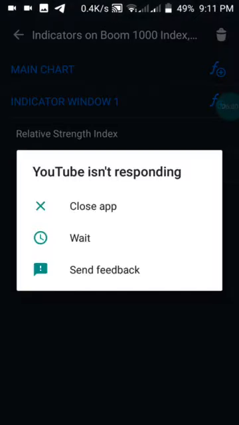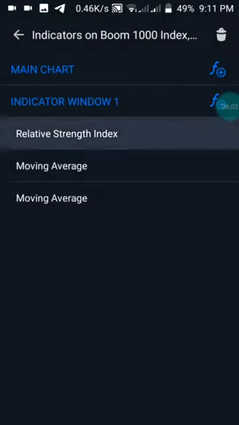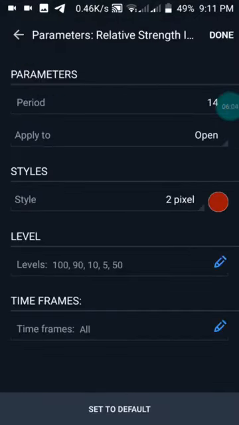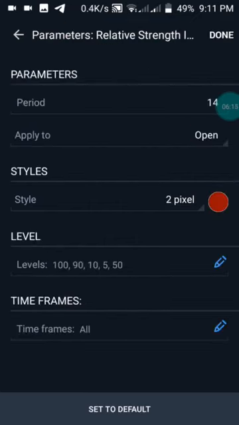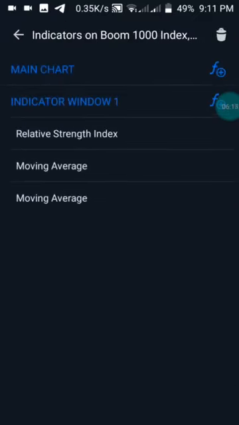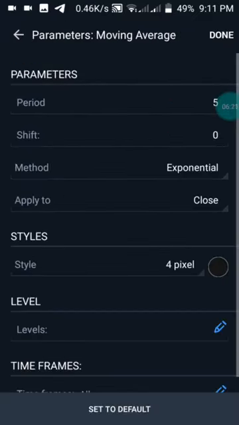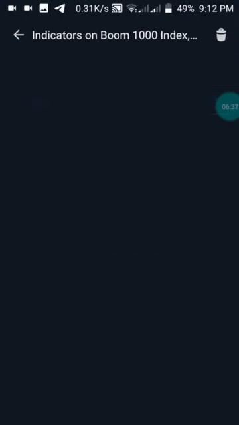This is the settings. We have the relative strength index, we have the period of 14, we have applied to open, we have our style in red color here, and we have these different levels. Just screenshot it the way I show you because I'm going to make it so fast. So we have the first moving average, which is the period of 5, our shift to be 0, we have our method to be exponential, we have applied to close, and we have our black color here. Then you can press on done.